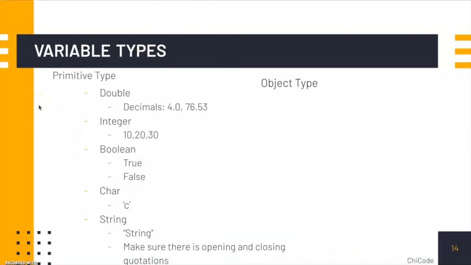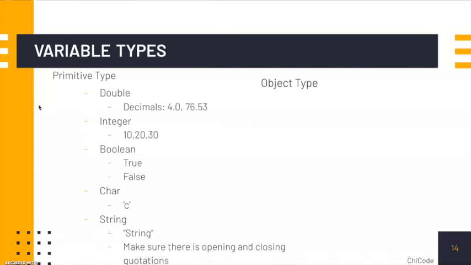Character, short for char, is a single quotation mark with a single letter or number inside of it, versus string, which can have multiple letters and multiple words inside of it and close with double quotations. Make sure for both character and string that you have an opening and closing quotation, so again, you won't get syntax errors.